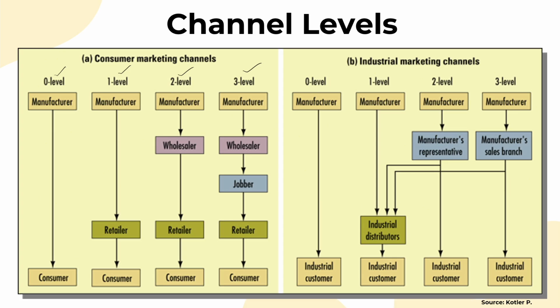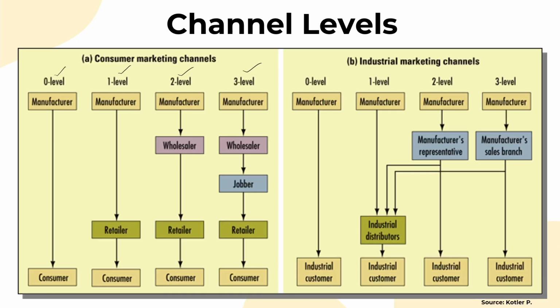First level, manufacturer to retailer to consumer, so one middleman is there. 2 level, manufacturer, then wholesaler, then retailer, then consumer. In third level, wholesaler, jobber or distributor, then retailer and then consumer.